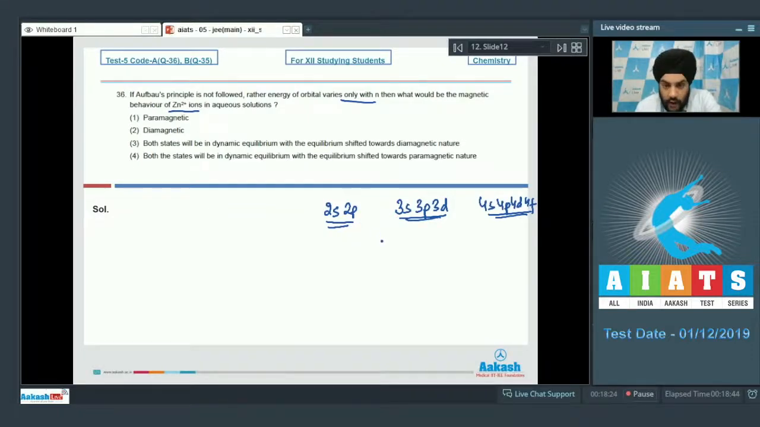So if we talk about the Zn2+ ion, students, the zinc has an atomic number equal to 30. So Zn2+ is going to have 28 electrons. So we'll just try filling them. So 1s2, 2s2, 2p6, 3s2, 3p6, 3d10. Students, we can clearly see that all the 28 electrons are accommodated in this given electronic configuration.